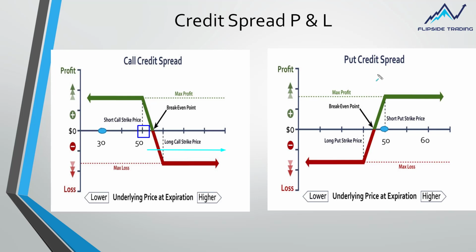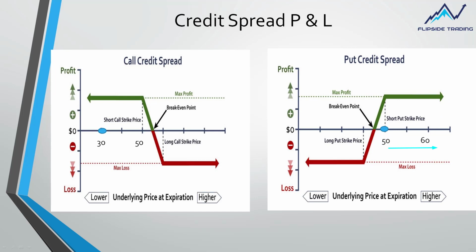Okay, put credit spread. Pop quiz. When I buy a put, am I bearish or bullish? Right? When I buy a put, I'm bearish. So now we're going to sell a put in order to be bullish. That's the overall inverse. We're going to go ahead and sell the put at 50. We expect the stock to move higher or at least stay above the 50. As long as it stays above 50, we keep all the credit we took in.